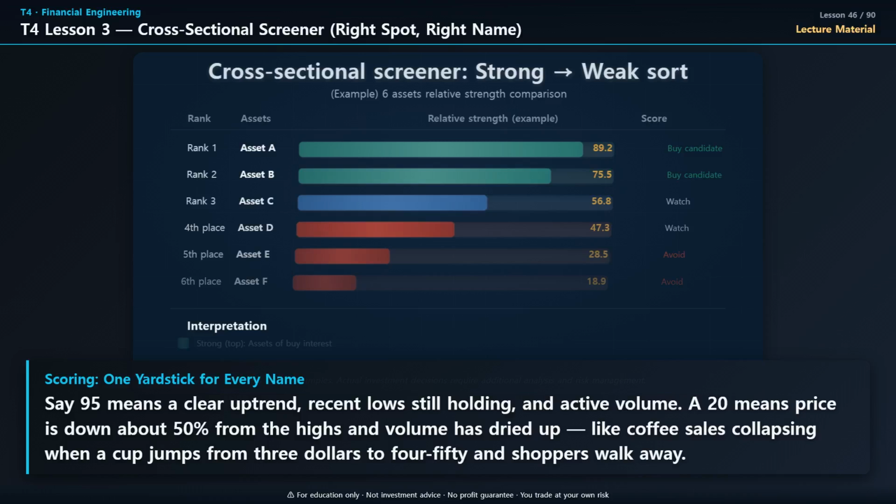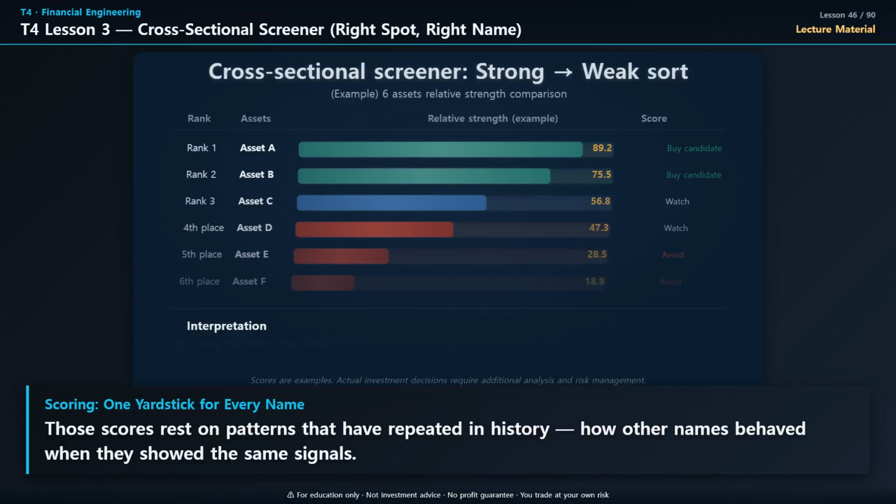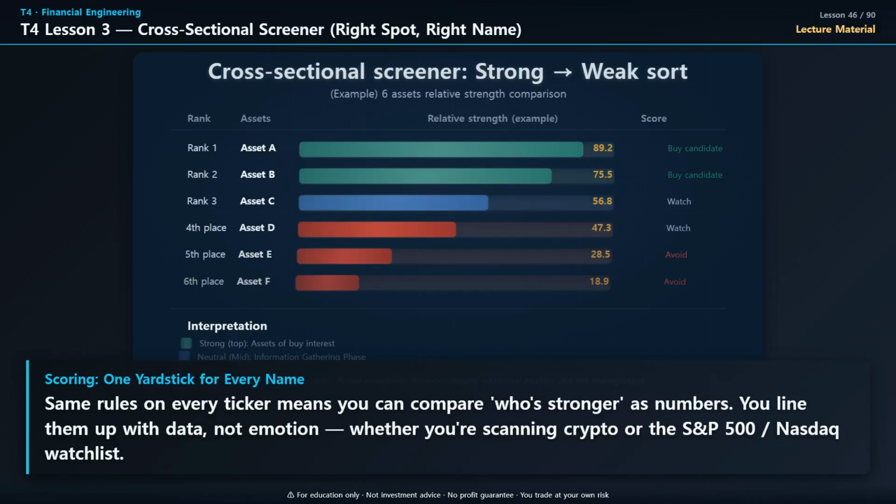Say 95 means a clear uptrend, recent lows still holding, and active volume. A 20 means price is down about 50% from the highs and volume has dried up, like coffee sales collapsing when a cup jumps from $3 to $4.50 and shoppers walk away. Those scores rest on patterns that have repeated in history, how other names behaved when they showed the same signals. Same rules on every ticker means you can compare who's stronger as numbers. You line them up with data, not emotion, whether you're scanning crypto or the S&P 500 watch list.